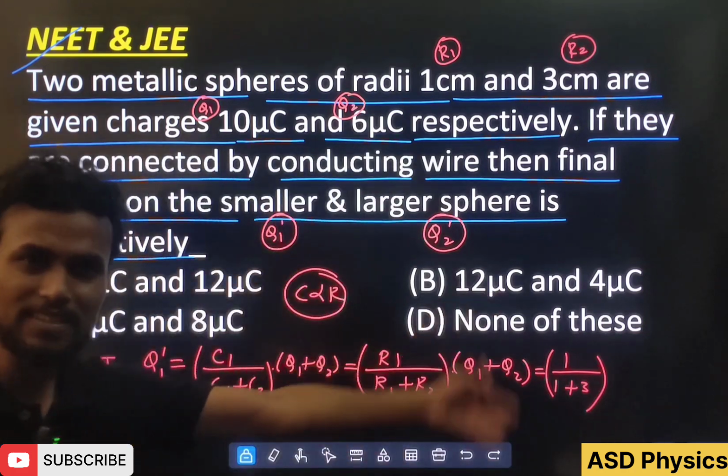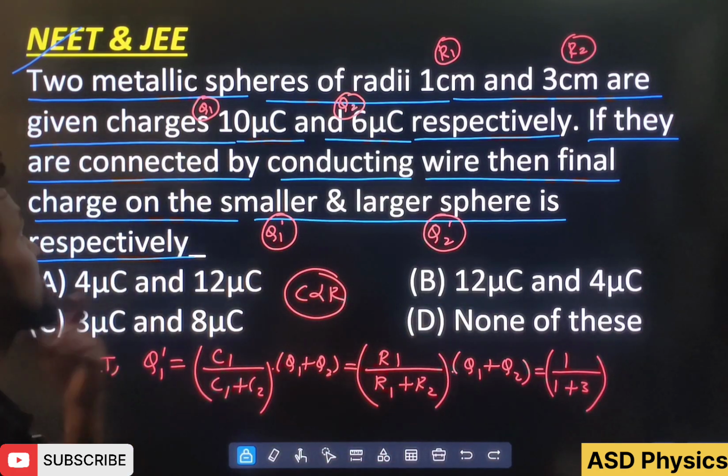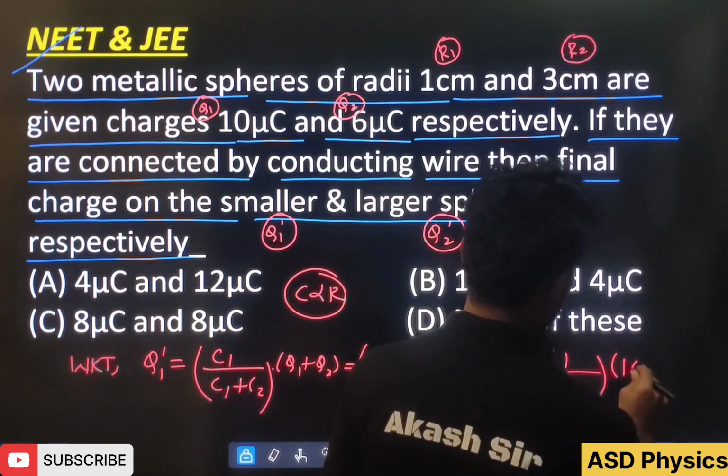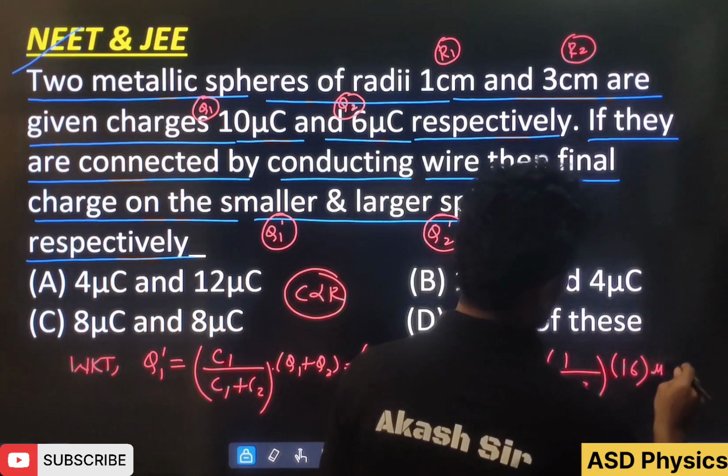1 by 1 plus 3, the centimeter will cancel out. Q1 plus Q2, how much is there? Q1 is 10, Q2 is 6. So 10 plus 6, how much will it come here? It is 16. Anyhow, the unit is microcoulomb.